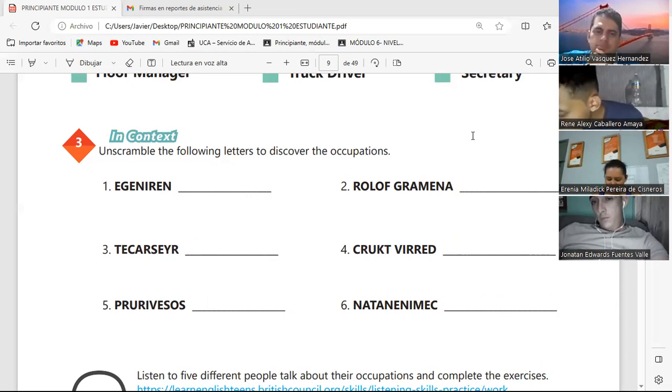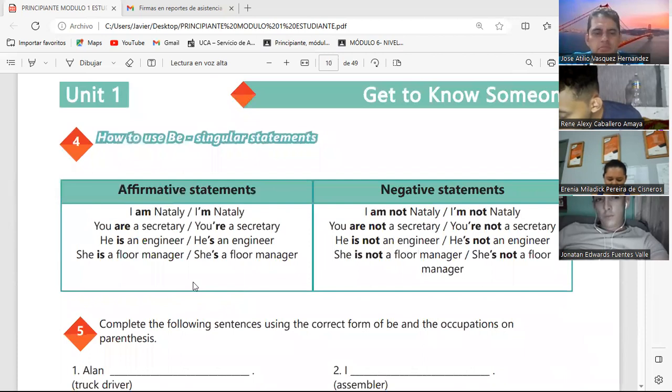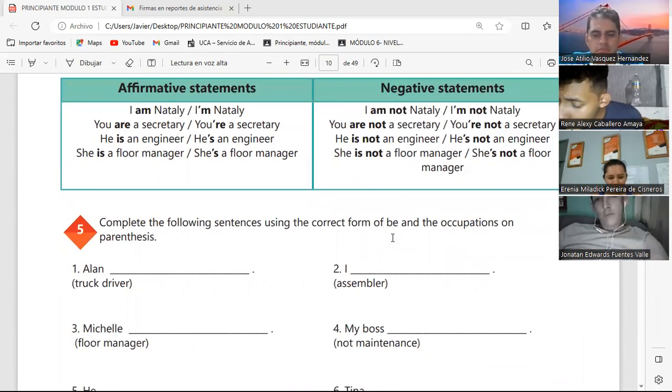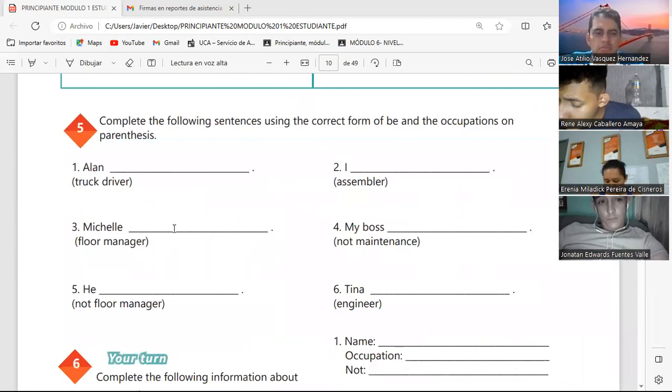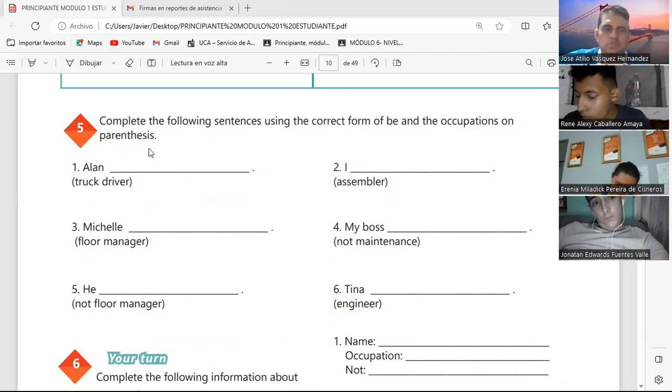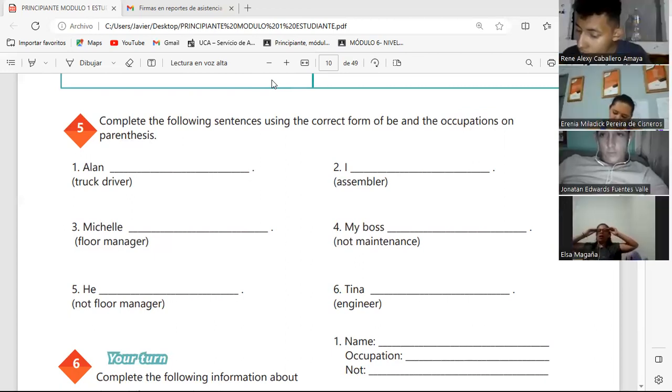Now, let's continue, right? Here we have the affirmative sentences, statement, right? Ya lo vimos esto, right? And negative. Now, let's practice saying this, right? Alan, let me see, according to the list. Jose Atilio, please help me. Number one, Alan is, Alan am, or Alan are? Alan is, right? Alan is.